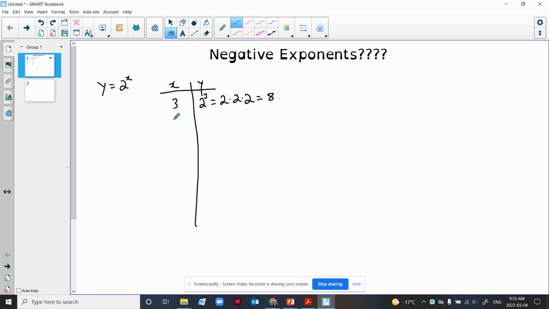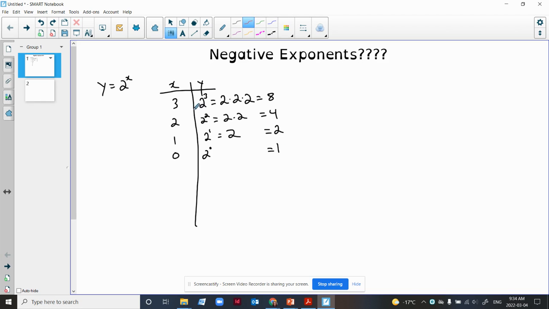Then if x equals 2, we have 2 to the exponent 2, which is equal to 2 times 2, which is equal to 4. Then we have x equals 1, which means 2 to the exponent 1 is equal to 2. And then we have x equals 0. So then 2 to the 0 equals 1. There's another video that talks about 0 exponents specifically, so if that doesn't make sense to you, go back and look at that.